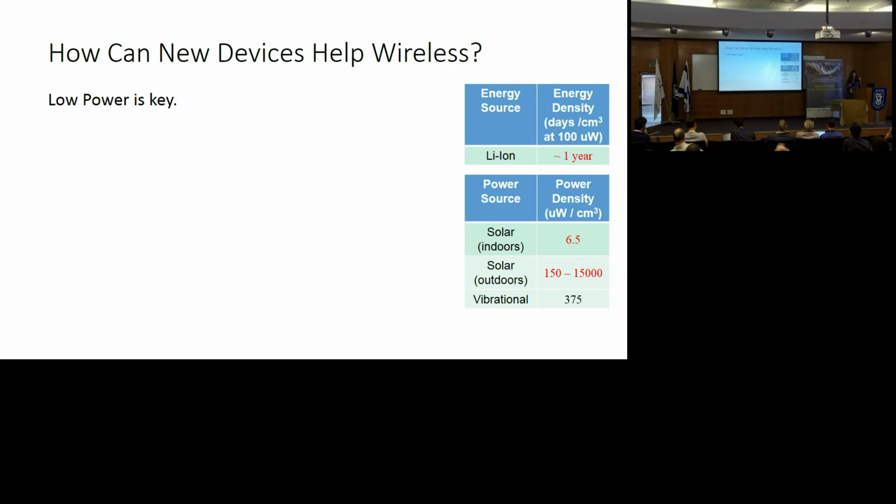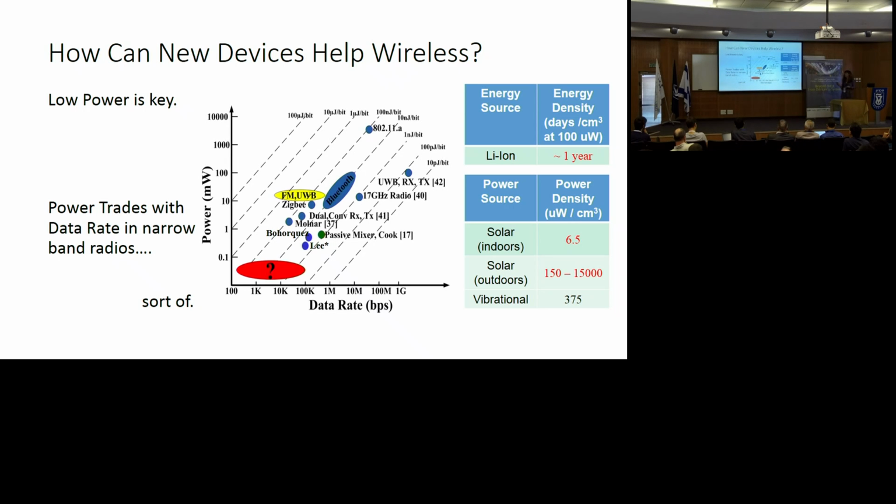What does this mean for our wireless systems? It means that low power is going to be key. Okay, and power trades with data rate, right? We all know that power trades with data rate in radios, but kind of. Okay, that works to some extent. So if you look at traditional trends of data rate versus power for a radio, you see this type of curve. And it does look like power trades with data rate until you get down to that bottom left-hand corner, at which point there's nothing there.